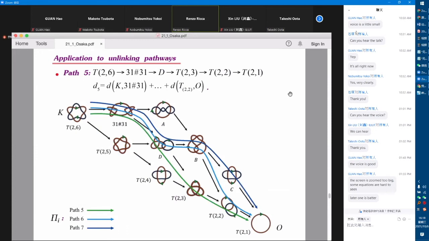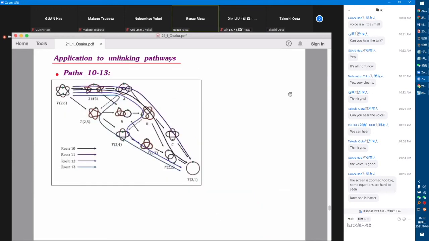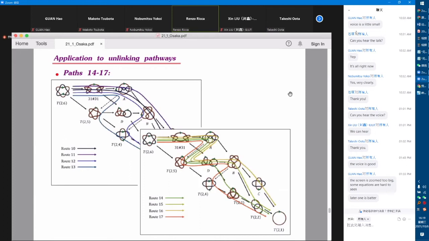And you see it entails a lot of computations of all these distances. But theoretically, there is not much. I think it can be easily implemented in some numerical coding, just to avoid Xinfei or other collaborators doing a lot of work by hand. Okay, I'll just sketch quickly the path 8 and 9, and then of course the other paths from 10 to 13, similar things, and finally the 14th to 17th path will be shown here.